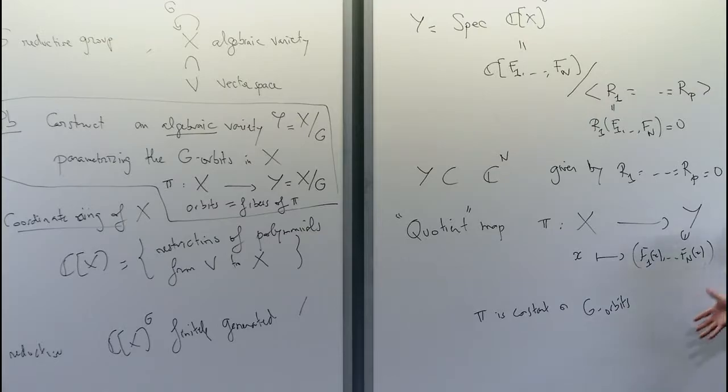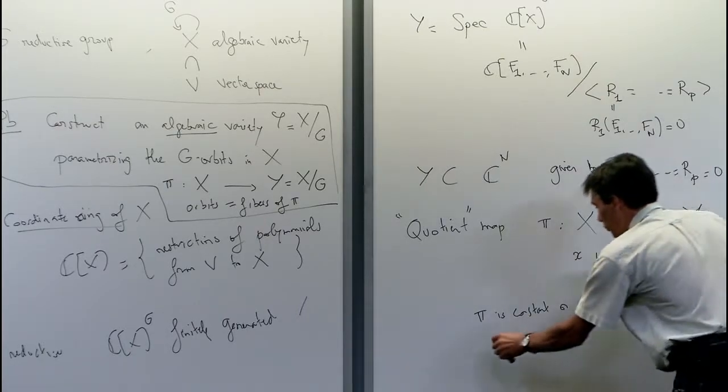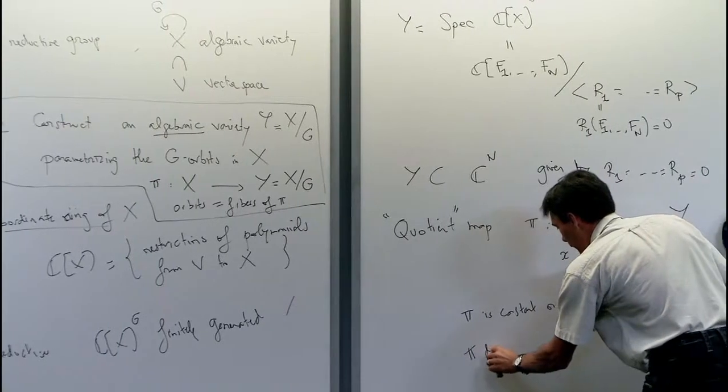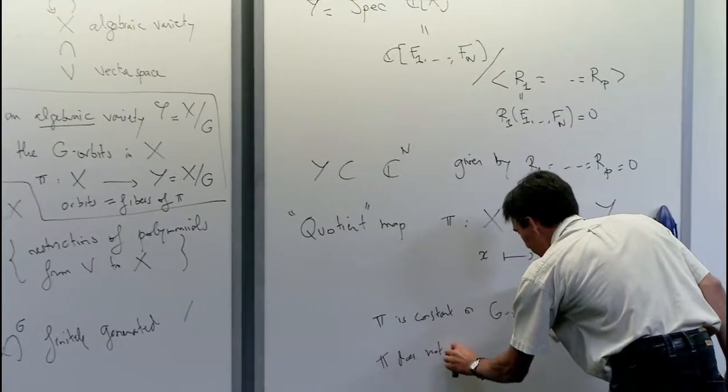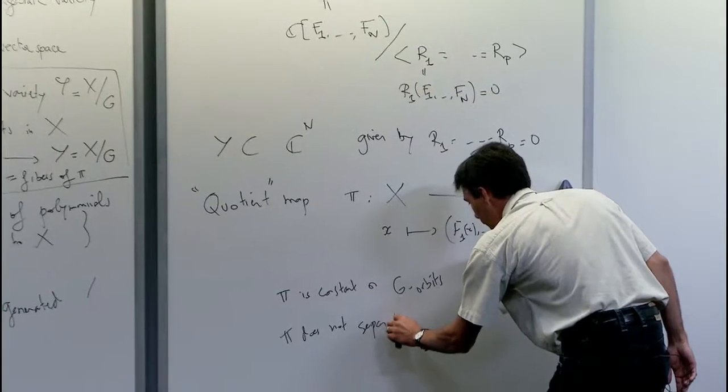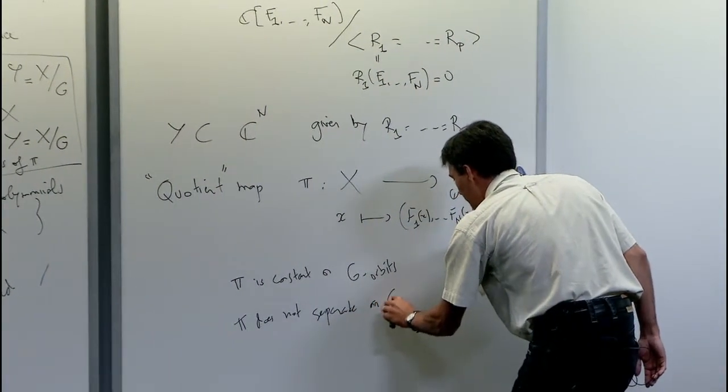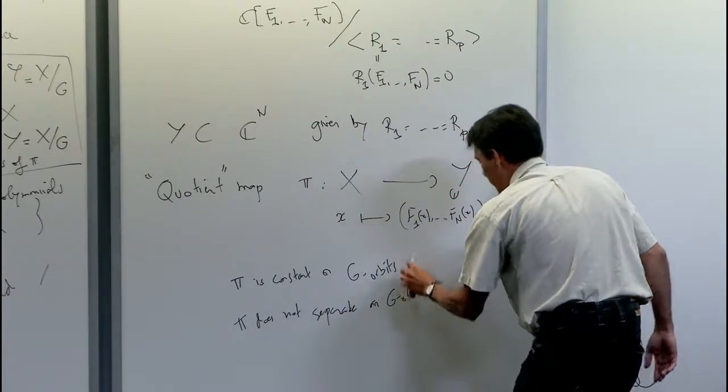So here I'm close to that. I have pi constant on G orbits, so each fiber is a union of orbits, but I would like to have only one orbit. And of course, as was already noticed this morning, this cannot happen if the orbits are not closed. So the problem is that pi does not separate a G orbit from its closure, let's say.